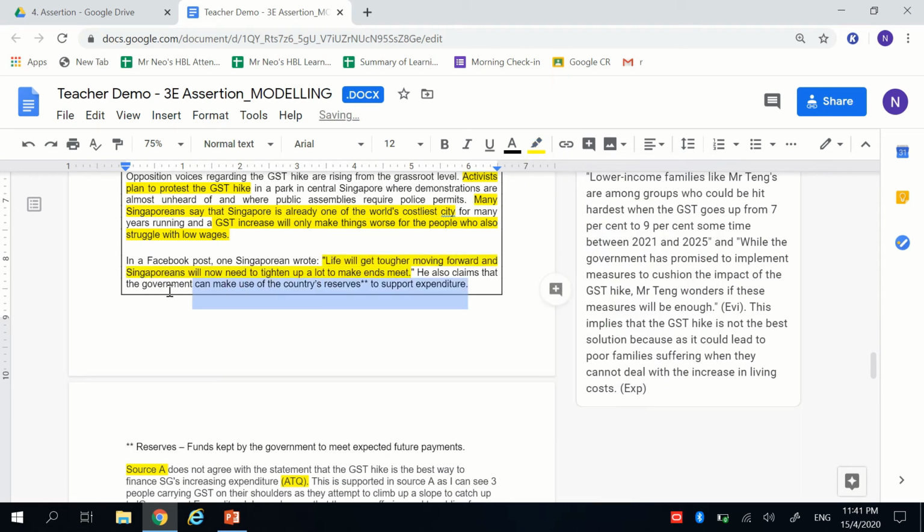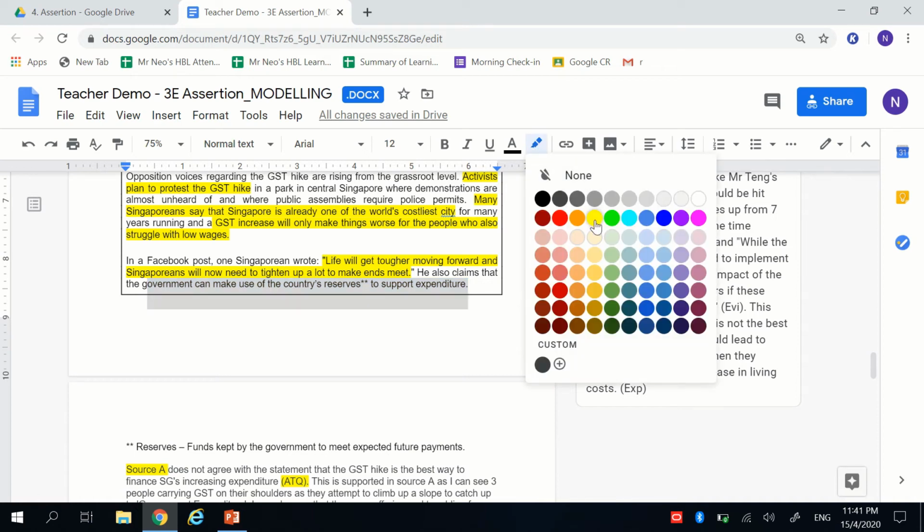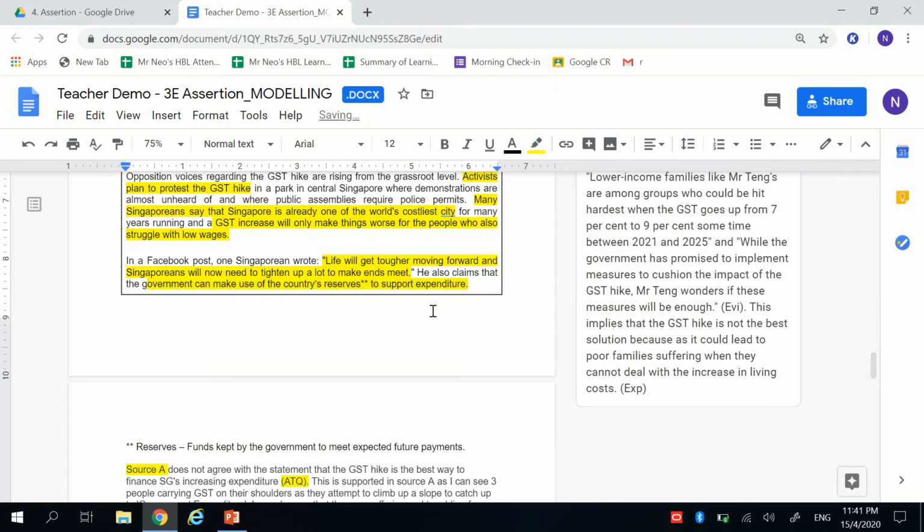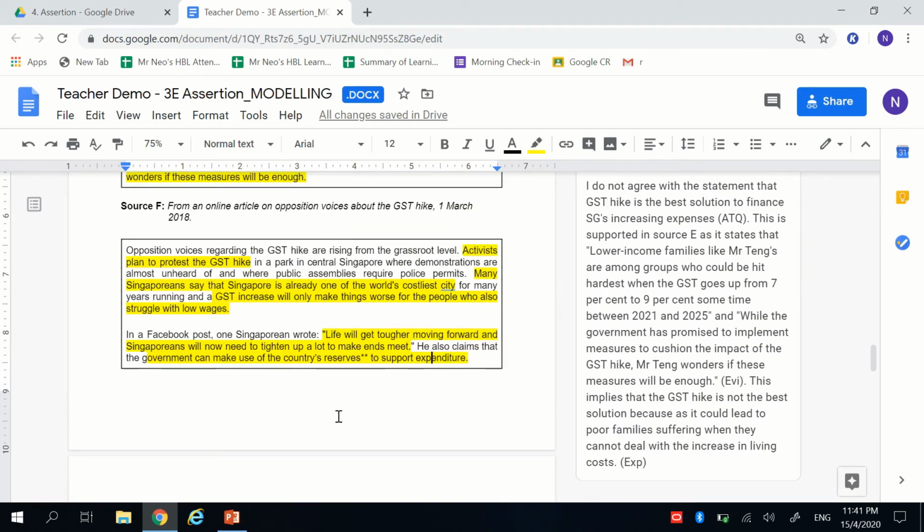He also claims now the government can also use the reserves, right, which is a very commonly used alternative. Don't raise GST, use the country's reserves. So let's see. Based on all these evidences here, it is likely that some of you would quote this final line and say that, hey, this tells me that the GST hike is not the best solution.